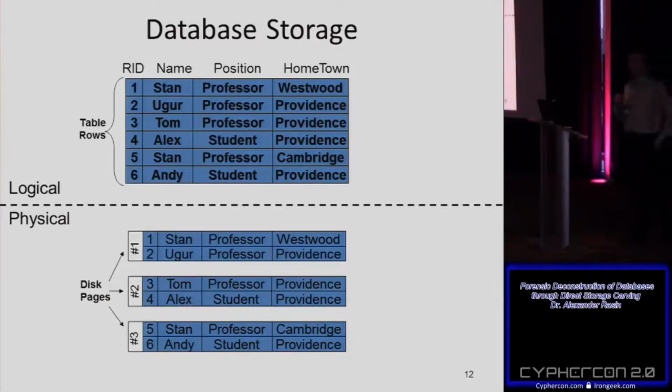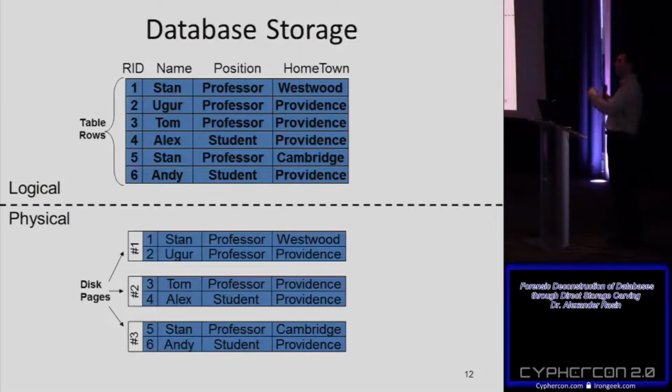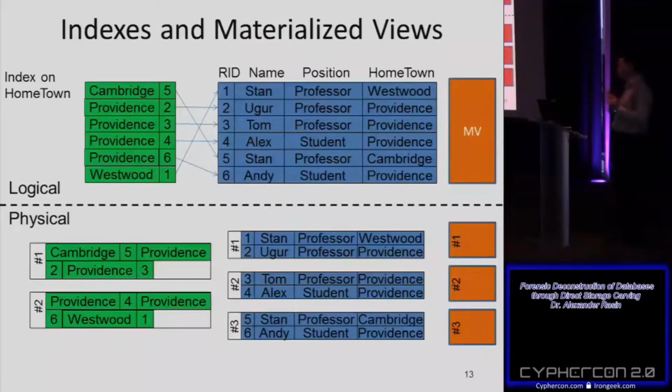So, for example, the first 2 rows might live on page 1, and then 2 more rows might live on page 2. And this is what it looks like. Each page is a little self-contained semi-file, and this is what you find in storage. But it gets more interesting when you look at other structures.